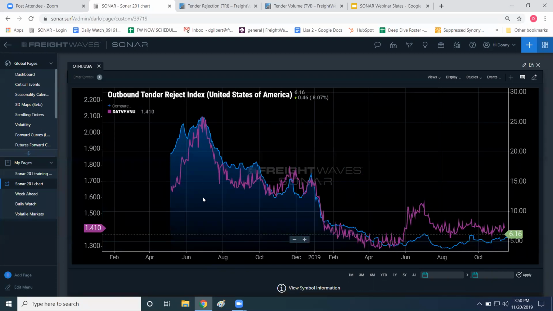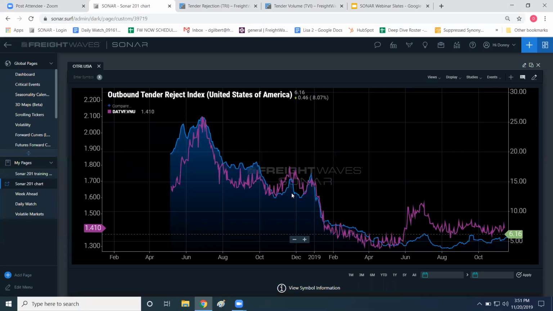And the blue line is the tender rejection rate that's posted by FreightWaves. And the purple line is the long haul national average for long haul freight that's created by DAT. And what I want you to see here is the peaks and the valleys, they match. As the spot market rates that are posted by DAT increase, you see the increase in tender rejection rates. As the DAT rates go down, you see how our tender rejection rates are going down.